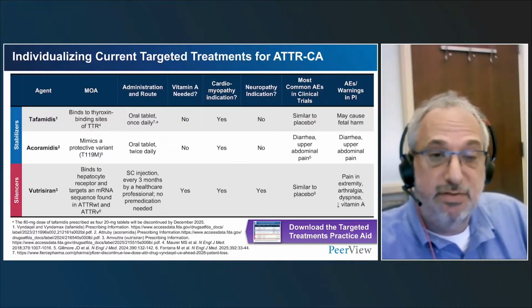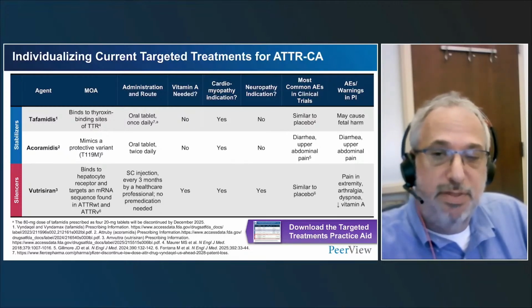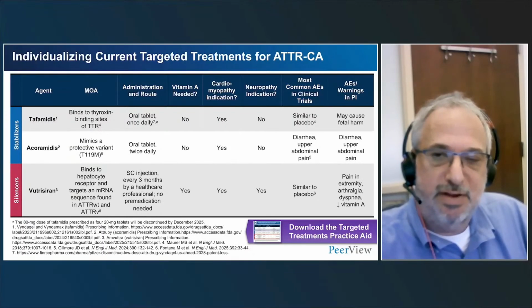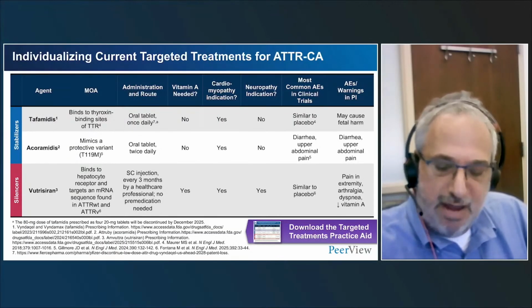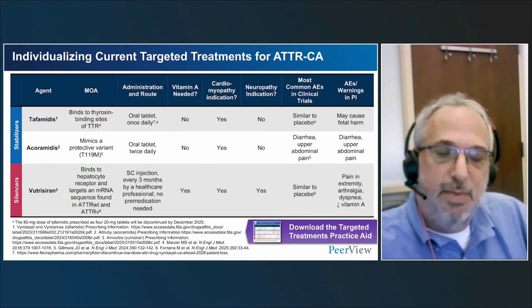In silencers, we have vutrisiran, again, approved for both cardiomyopathy and neuropathy. Main side effects are some injection site reactions, if you will, or some arthralgias. Again, vitamin A knockdown occurs here, and so you need to take a vitamin A supplement. And the mechanism of action here is very different, where it's basically silencing the hepatic production of transthyretin and administered subcutaneously, as Dr. Gilmore said, every 3 months.